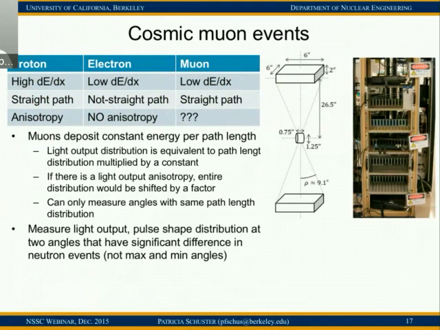So I'm measuring the light output and pulse shape at two angles that have significant difference in neutron events, but they're not the directions of max and min, because those are not along the sides. So I just want to make that clear.